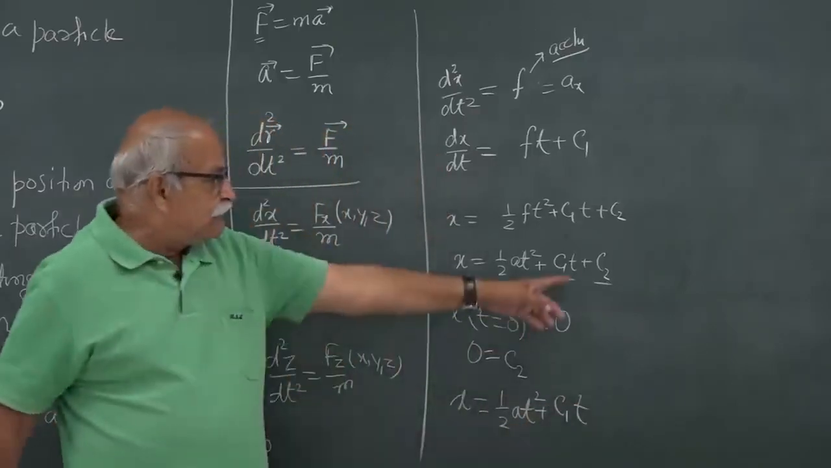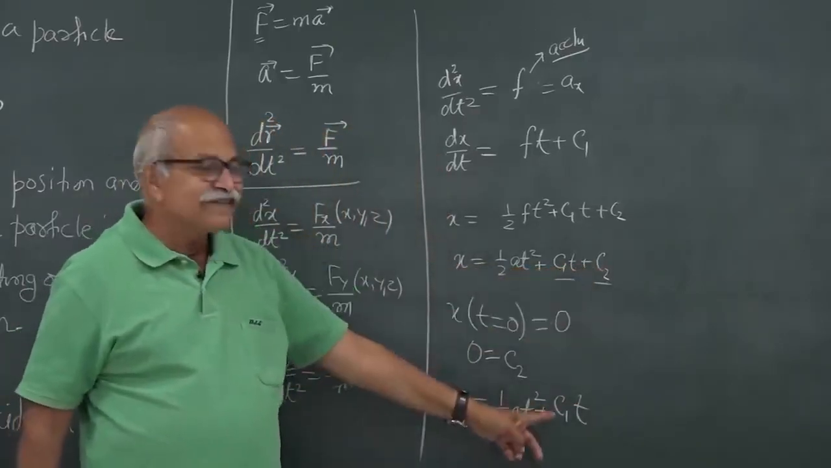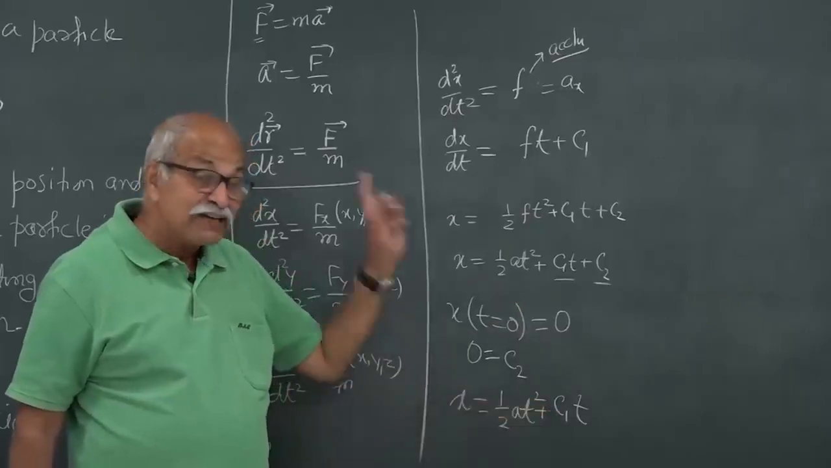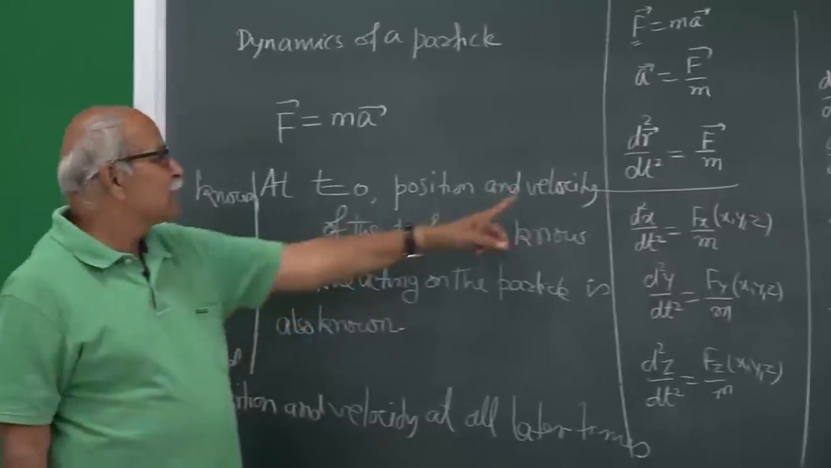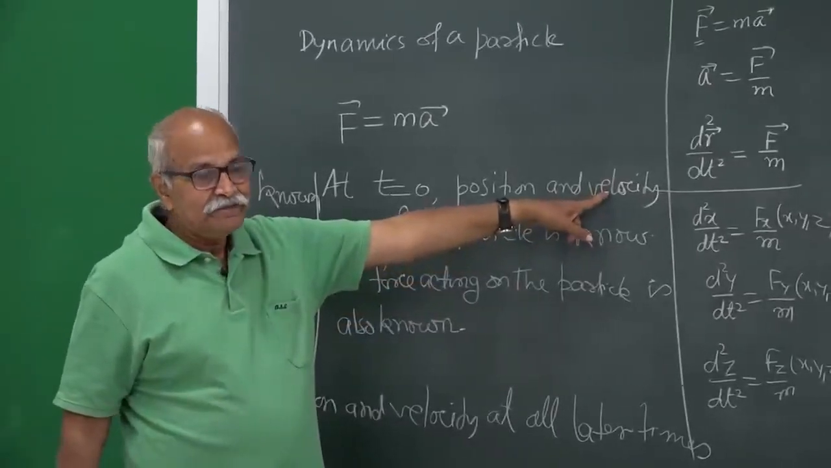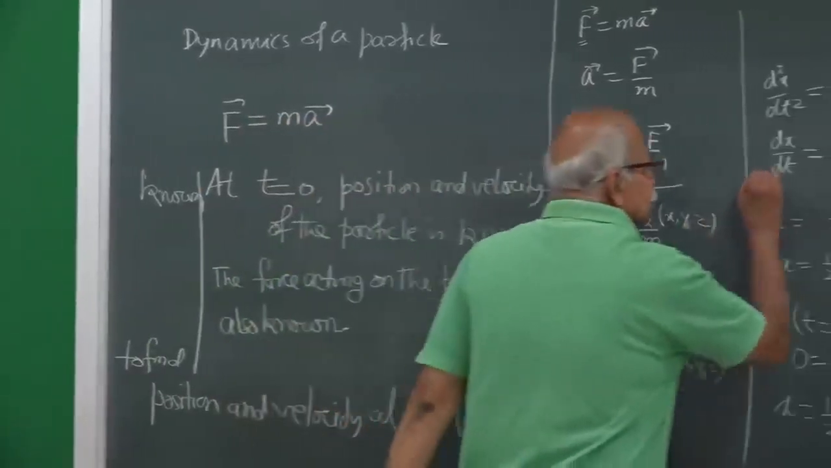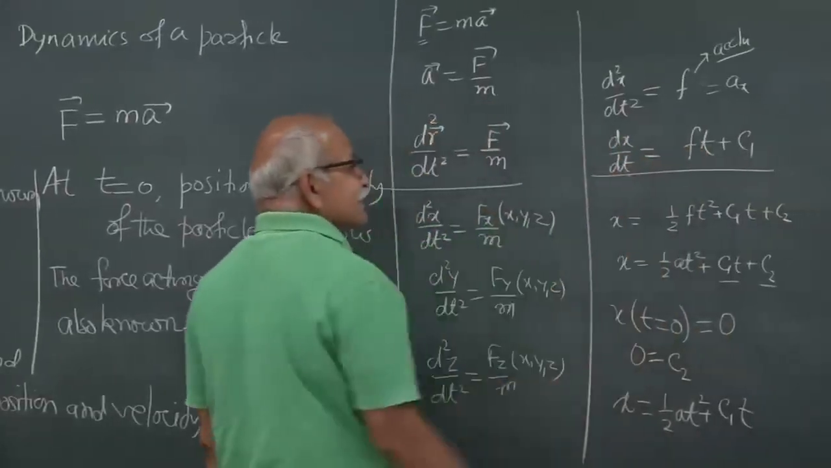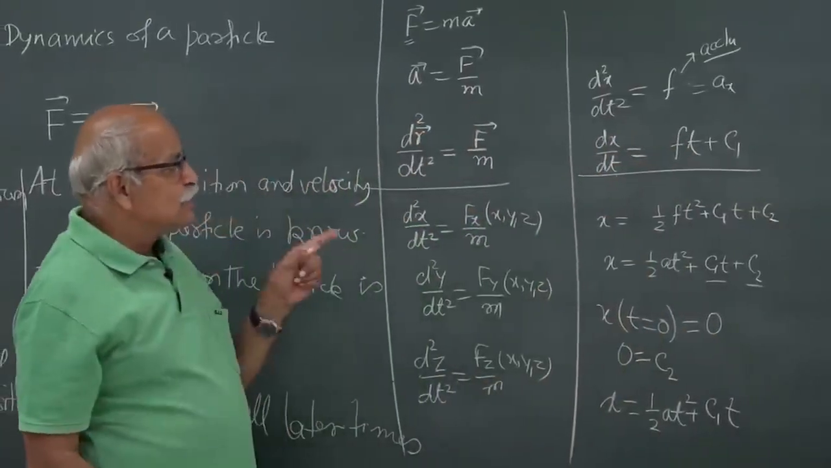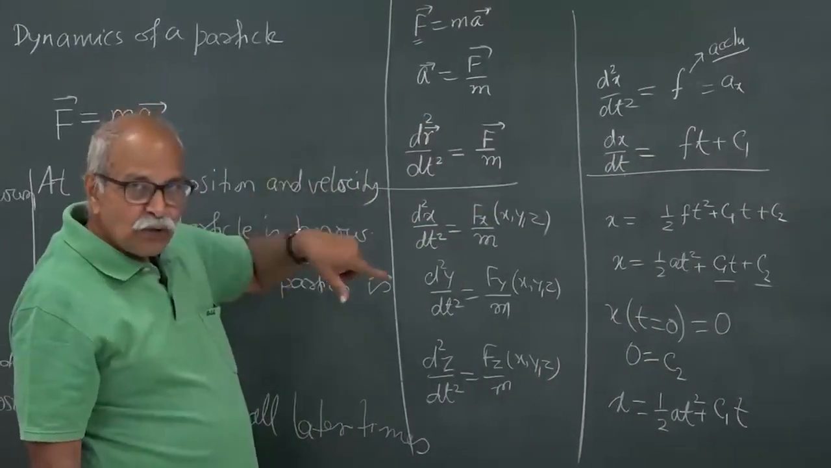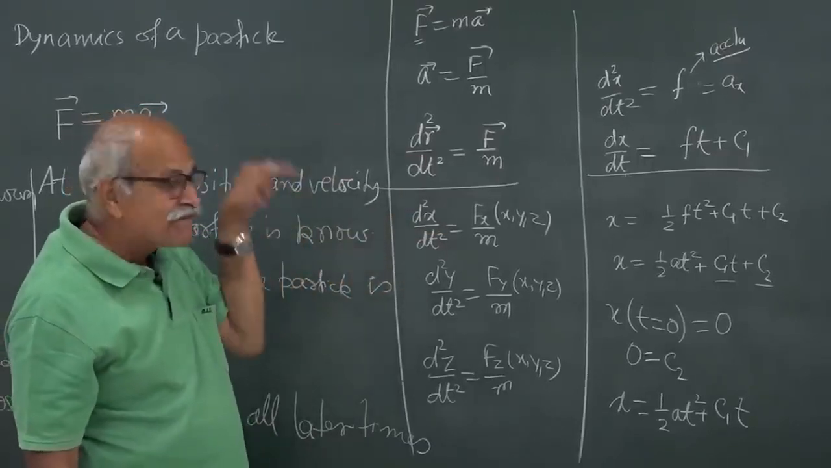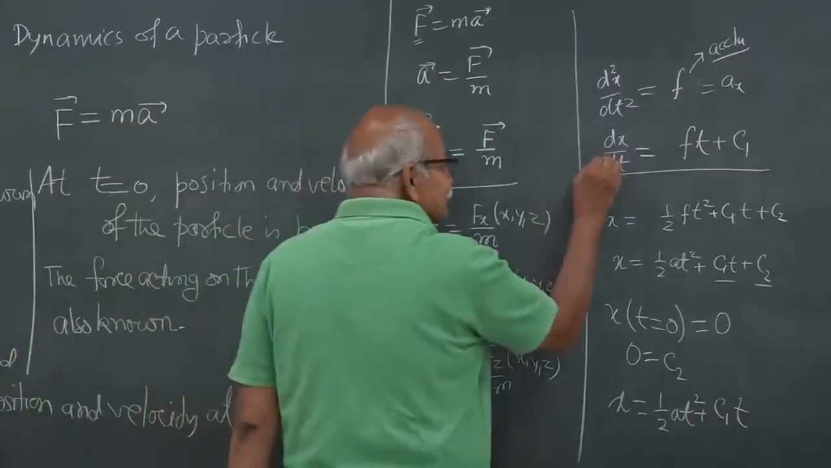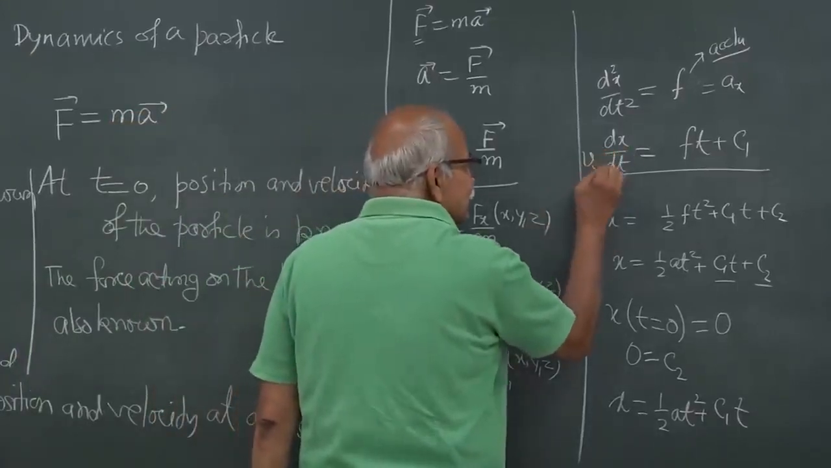So, you get the value of one constant, but one constant still remains and one piece of information still remains, because not only position, I also know the velocity, and velocity is here, dx/dt. So, at t equal to 0, if the velocity is known and if I call that velocity u, small u, then what do I get? If I use this, this is my Vx.